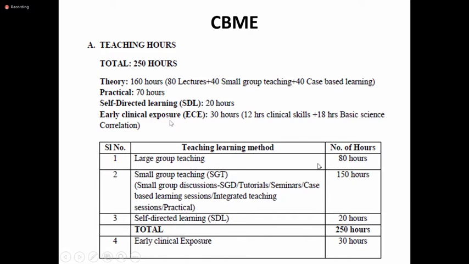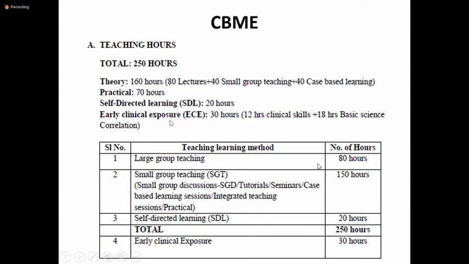But according to the subject experts, the NMC has now decided to introduce early clinical exposure, ECE, in which clinical material will be brought to the first MBBS students. So first MBBS students are exposed to patients from the first year onwards. This is for 30 hours. We have to do 12 hours for clinical skills and 18 hours for basic science correlation.